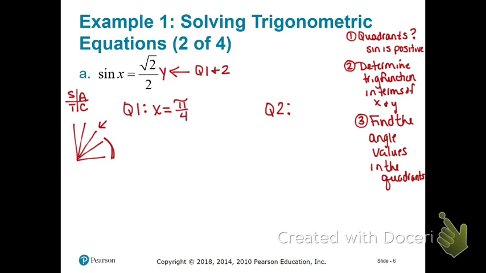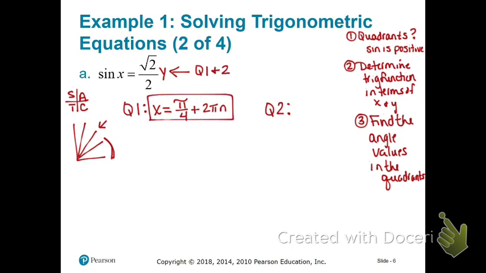Pi over 4. Now, on this problem here, if you look at the previous slide, it does not tell us we're restricted from 0 to 2 pi. So we're going to put plus, what is the period for sine? 2 pi. So we're going to put plus 2 pi n. Because this function will equal the square root of 2 over 2 every time I hit that point in every rotation. So there's going to be one of my solutions.